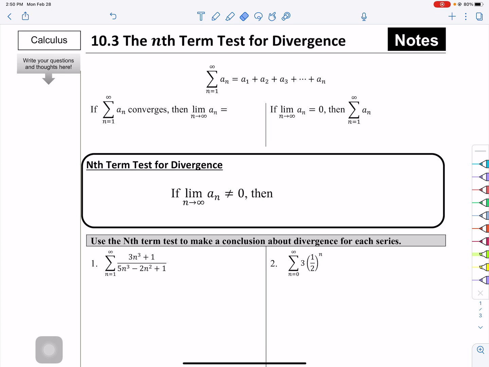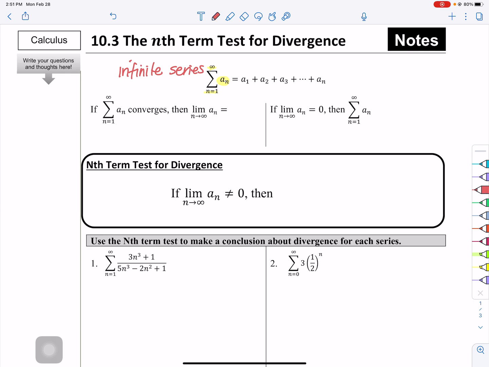This is topic 10.3, the nth term test for divergence. And here we have our infinite series. As you can see, we have the sum from n equal 1 to infinity of a sub n, and we will be summing those terms up. So the sum of a sub n from n equal 1 to infinity. And here are some important facts about infinite series. If the series converges, then the limit as n approaches infinity of a sub n is equal to 0.